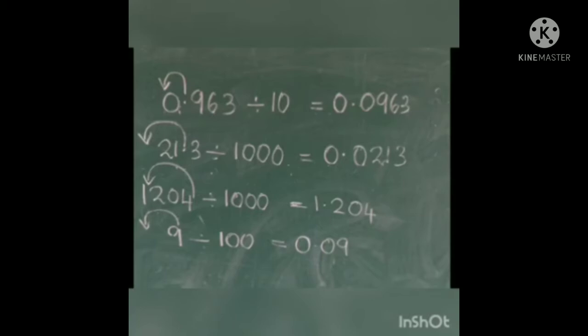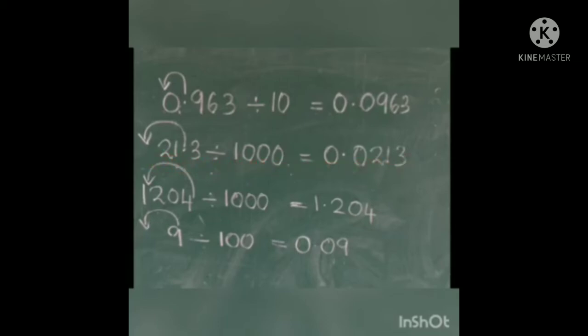Next example, 21.3 divided by 1000. In 1000, how many zeros are there? 3 zeros are there. Here after the decimal point, how many places do we have? Because we need to shift to the right or left? Yes, left. So after the decimal point, to the left, how many positions are there? Only 2 positions. But we need how many positions? 3 positions. So in order to make it 3, what do I have to add? A 0 here. So what is the answer?